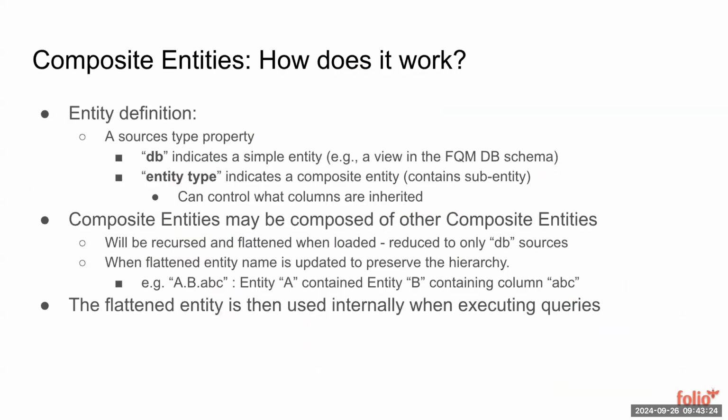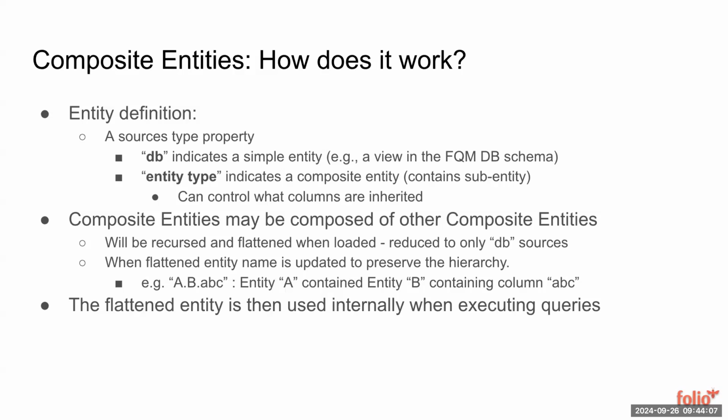And so how does that work, right? So the entity definition itself carries a source type property, and you can identify the entity to be either a DB source, which implies it's a simple entity, or you can make an entity type the source. In other words, it's pulling from other entities, which indicates that it's a composite entity. And there are some levels of controls as to exactly what you can or choose to pull in from the entities that you're building the composite entity on. So keep in mind, though, that composite entities can be composed out of other composite entities. They just merely need to be composed from entities.